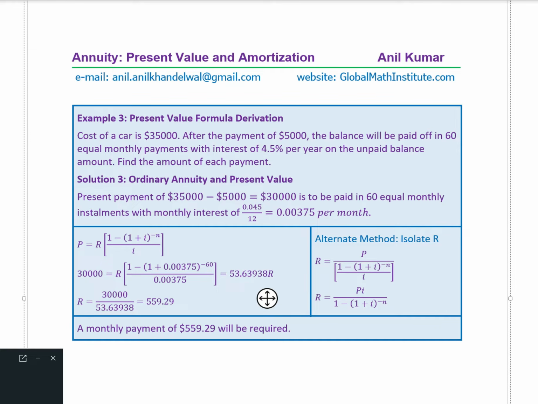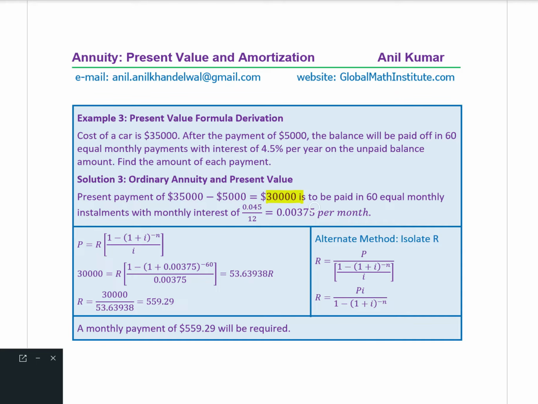Now in example 3, the question here is, the cost of a car is $35,000. After the payment of $5,000, the balance will be paid off in 60 equal monthly payments with interest of 4.5% per year on the unpaid balance amount. Find the amount of each payment. Now, how do we solve this? Well, since $5,000 has been paid, the amount to be paid is 35,000 minus 5,000. That gives you 30,000, right?